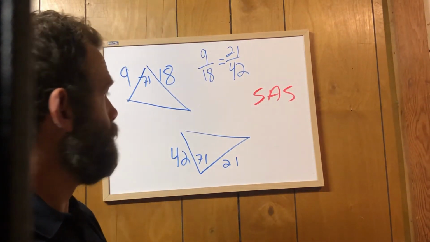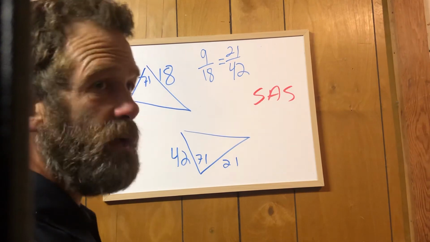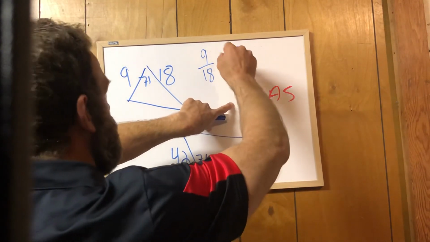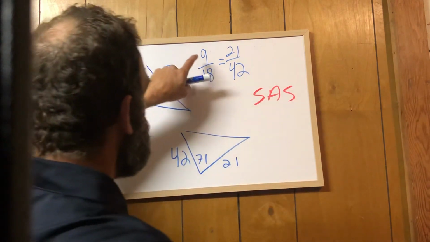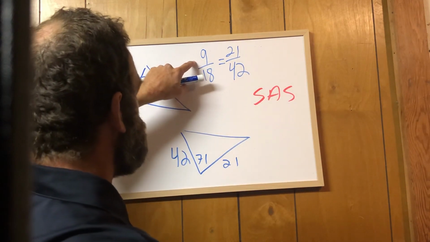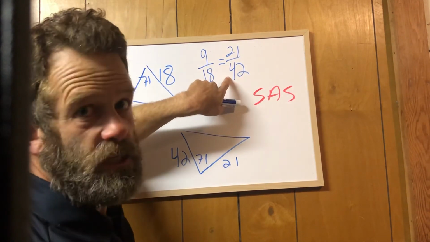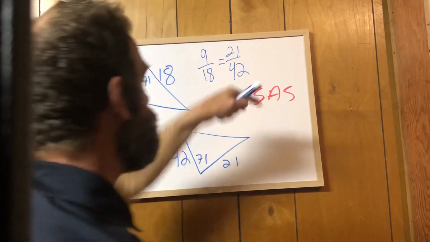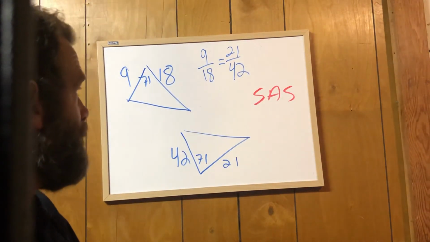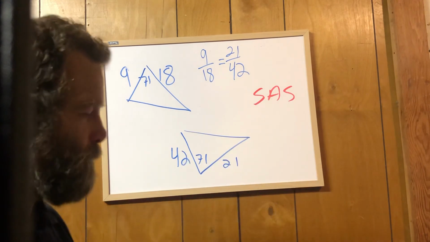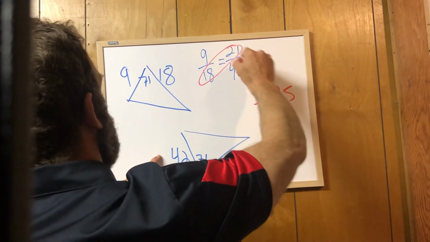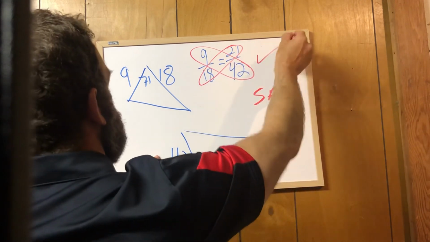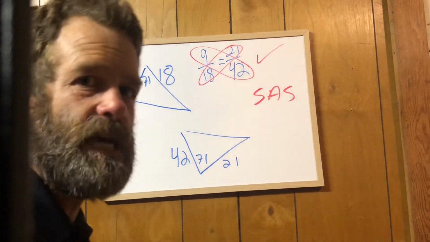All right, so if you have a calculator, look, 9 times 42 does equal 21 times 18, but look, 9 over 18 reduces to 1/2. 21 over 42 equals 1/2, so both of these fractions are the same. Side angle side would make them similar. Or mathematically, if you didn't know this is 1/2, you could just cross multiply. 9 times 42 does equal 18 times 21.